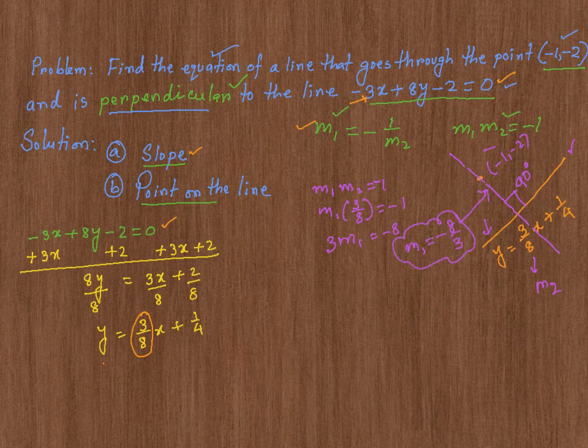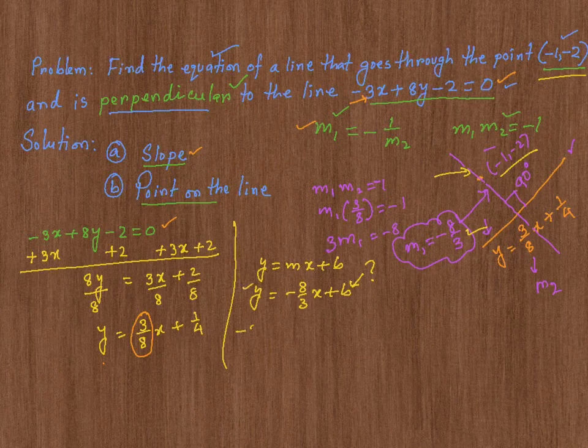Now we are going to take this slope value and plug it into the slope-intercept form of a straight line, y = mx + b, or y = -8/3 x + b. That's the slope, -8/3, which is the slope of this line. Now I need to find the value of b. At this point, we are going to use the point (-1, -2), plug it into this equation and solve for b.